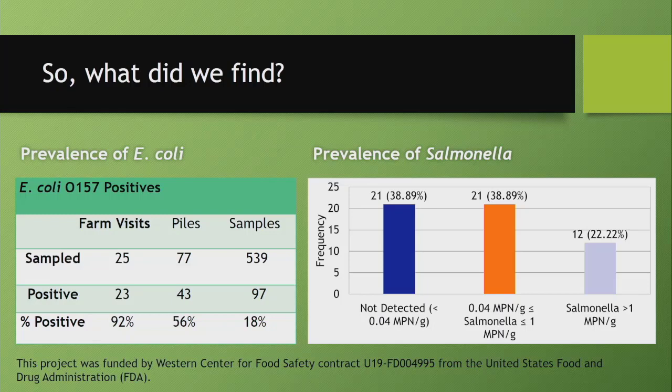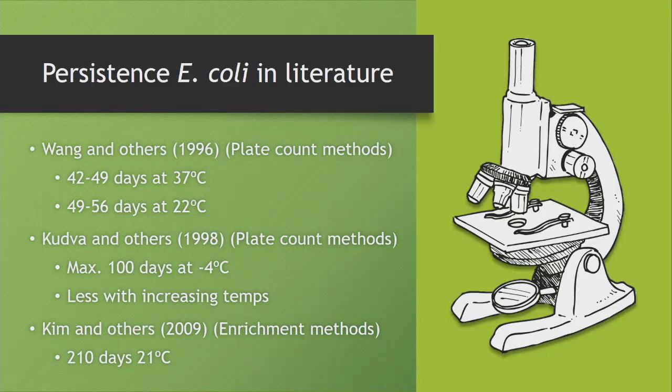And so they found with these piles, usually it was in about half of piles at 56%, and about 18% of their total samples. Going to salmonella, they collected about 54 samples, and they did not detect it in about 40% of the samples they collected, but it was detected in one way or another in about 60% of chicken samples.